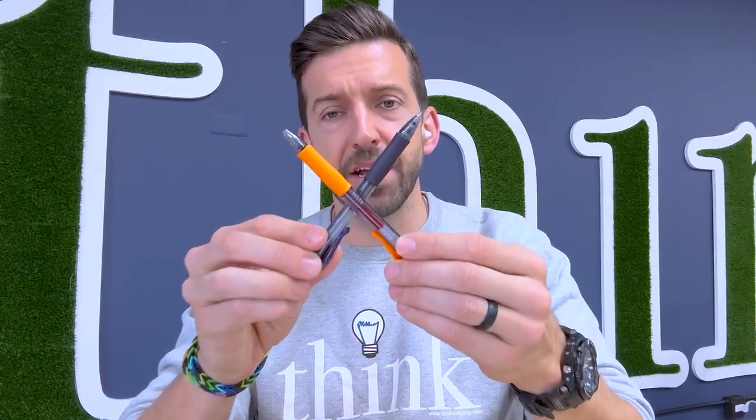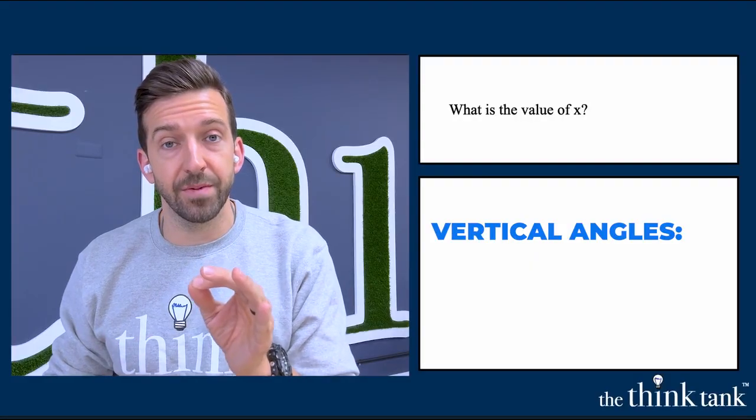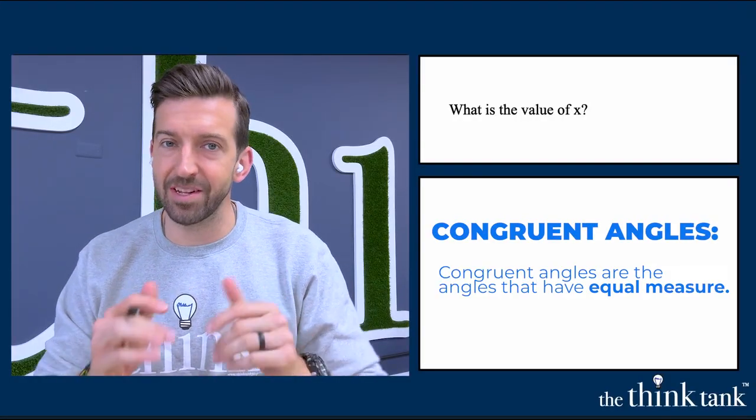So vertical angles are across from an x. And when you find that x in the diagram, you know you found two vertical angles, which are going to be two congruent angles. You've got to look out for that.